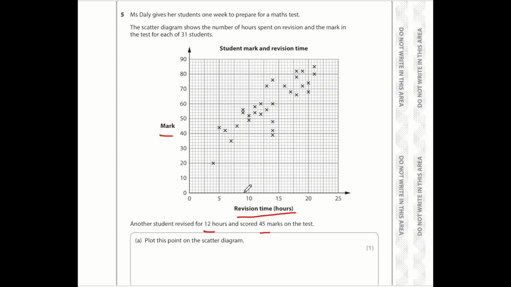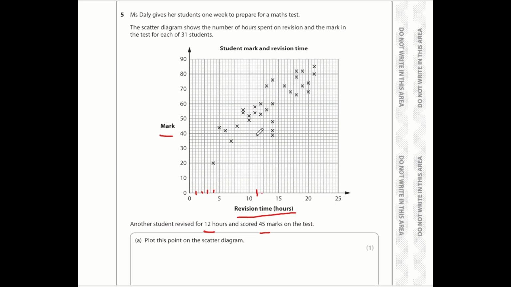So 0, 5, 10. So each 2 boxes is going to be an increase in 1. So this would be 1, 2, 3, 4, 5. Okay, so for 12 that would be 10 plus 2 to take us to 11. And so 12 will just be this line here, which is 1 to the left of the slightly thicker line.